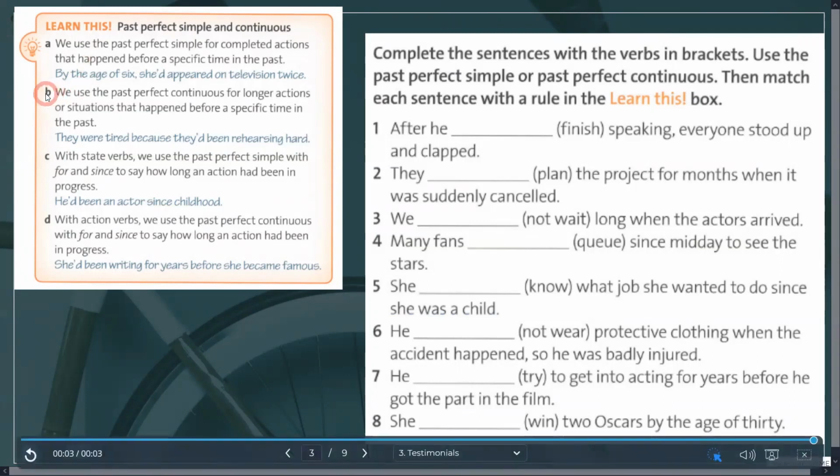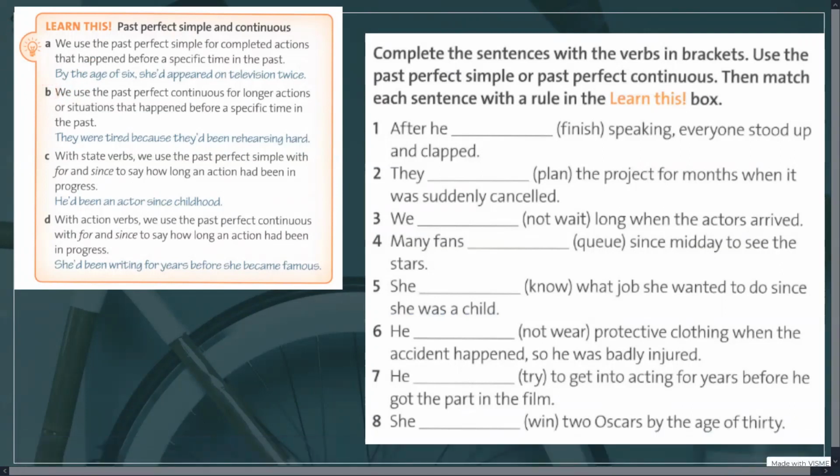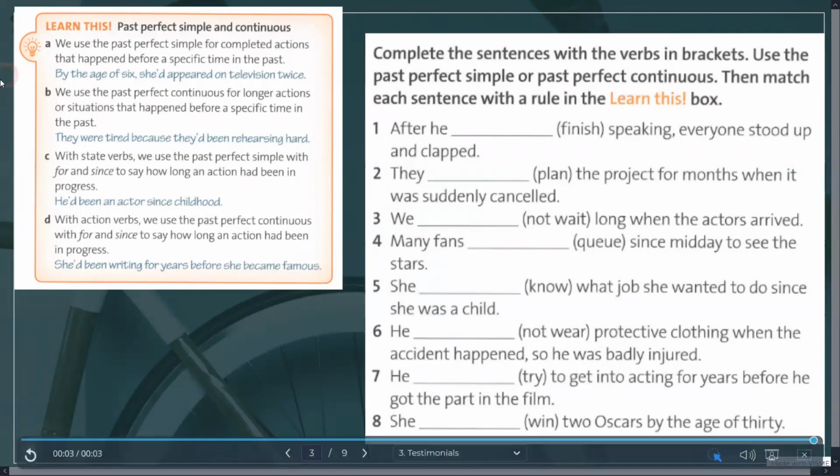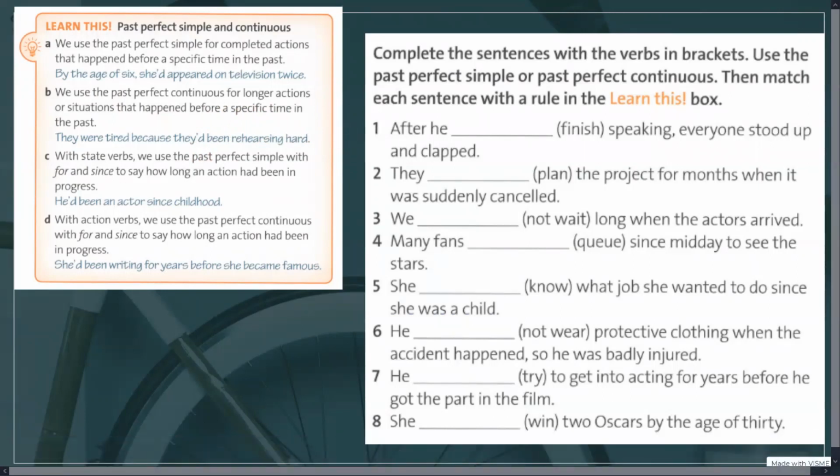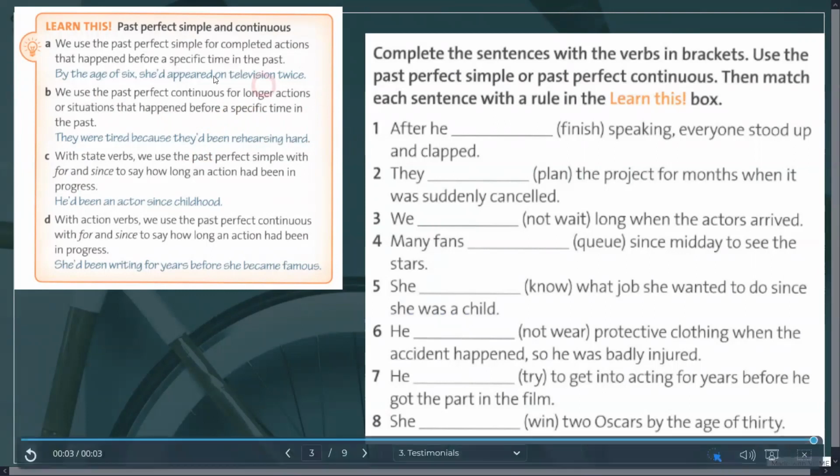Next, we use the past perfect continuous for longer actions or situations that happened before a specific time in the past. Znači, slično kao i uvijek sa continuousom, fokus je na radnji čije je trajanje istaknuto. The length of the action, the process of the action is amplified in the past perfect continuous. For instance, they were tired because they'd been rehearsing hard. They had been rehearsing hard. To znači da su neko vrijeme vježbali. They were rehearsing for a while, and that's why they were tired.